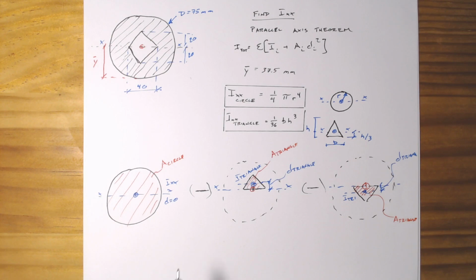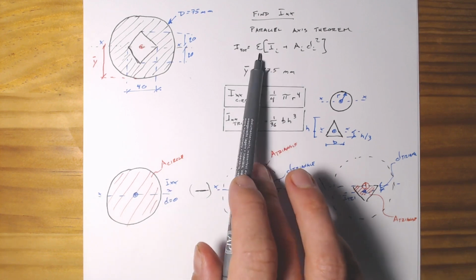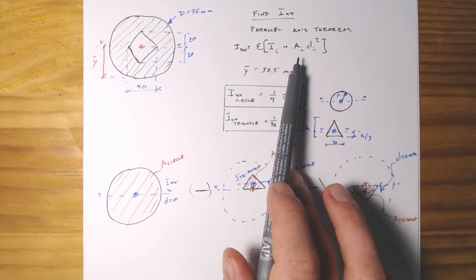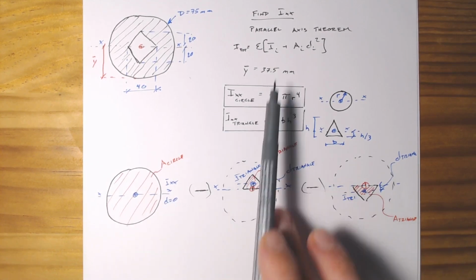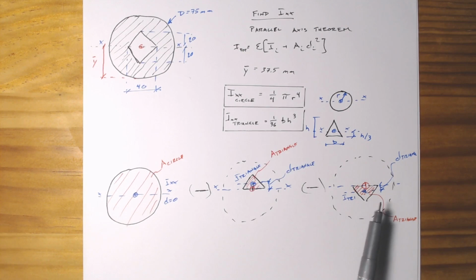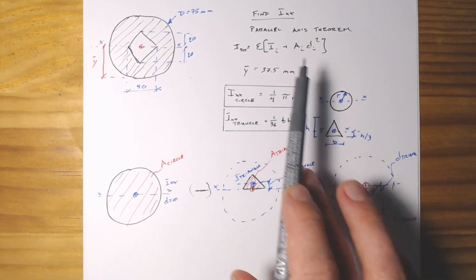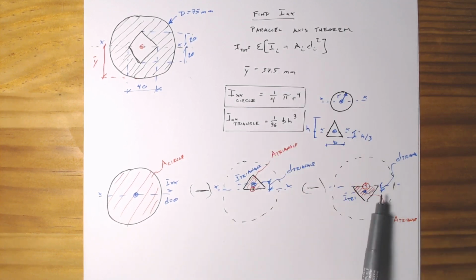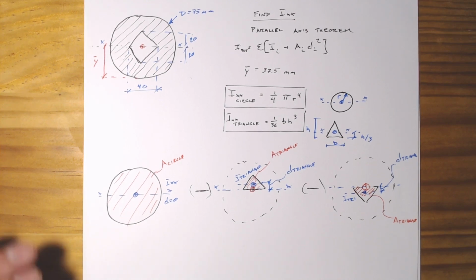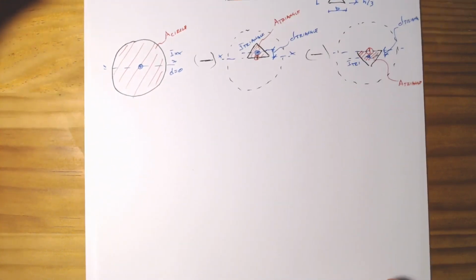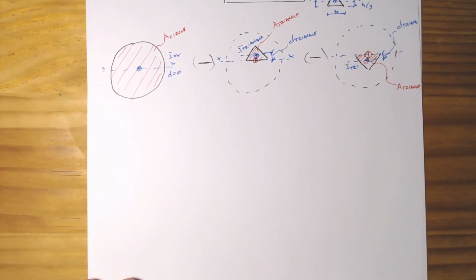So we break it down into this pictorial representation. It should look pretty straightforward, where we simply sum up the moment of inertia, area, and distance of the circle, subtract out the moment of inertia, area and distance of the top triangle, and subtract out the moment of inertia, area and distance of the bottom triangle. So that's what it looks like pictorially. We'll just write it out in words, and then we can put some numbers to it.